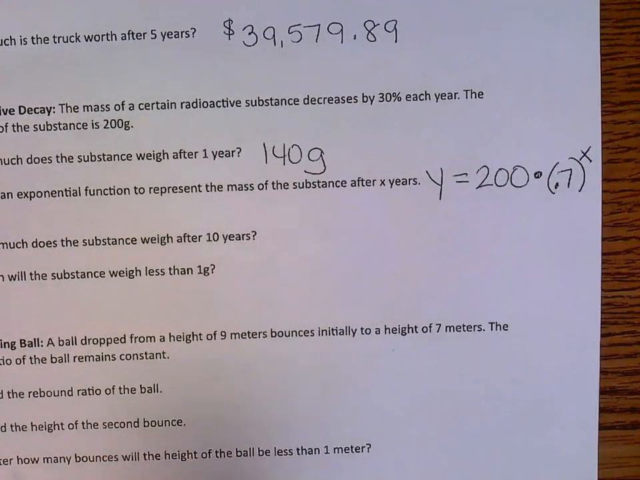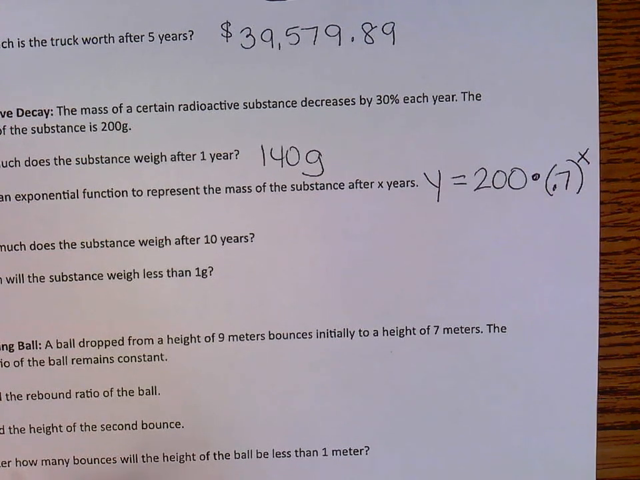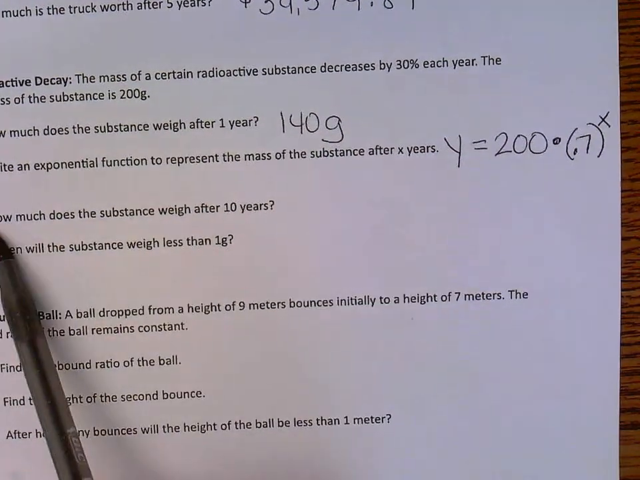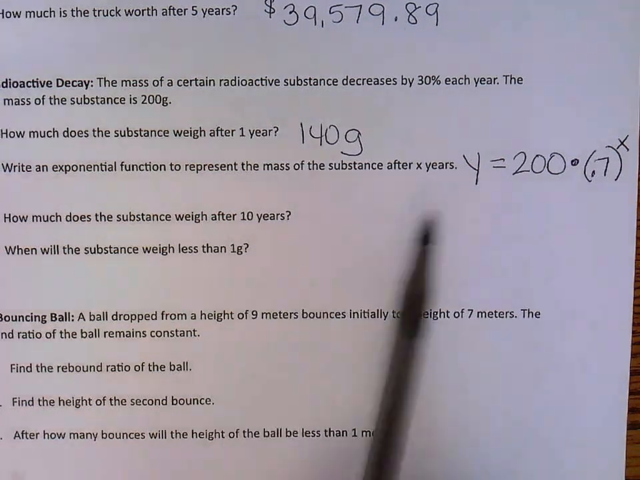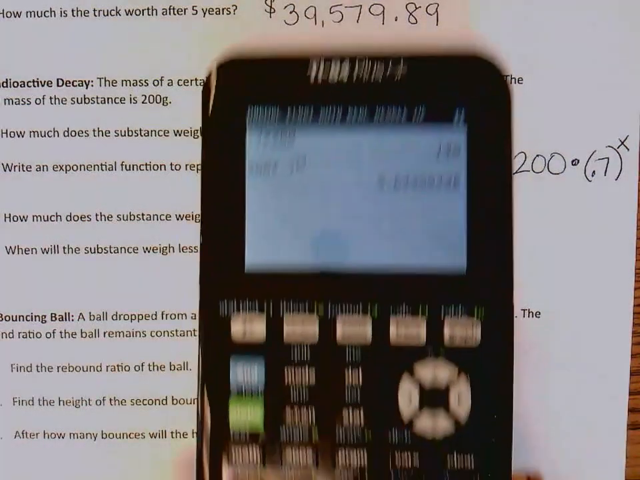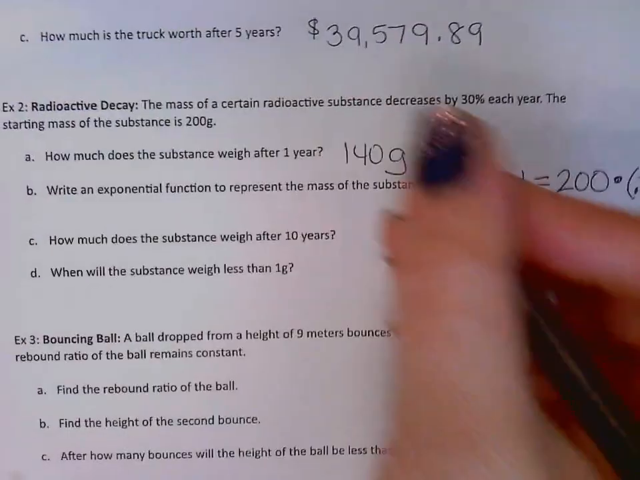The problem with some radioactive substances is that it takes thousands of years for them to even cut in half. So if you have 100 grams of uranium, it's going to be around for thousands of years. So that radioactivity stays by these nuclear power plants for a long time. And then how much does the substance weigh after 10 years? We're just going to plug in 10, 200 times 0.7 to the 10th. So in 10 years, it's already down to 5.6 grams. So that's not too bad.